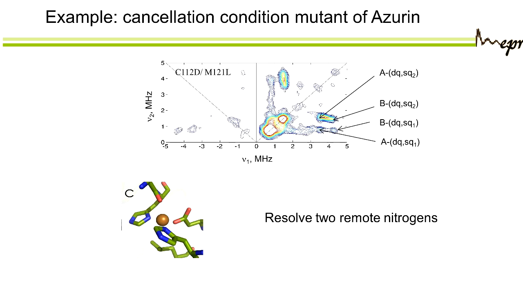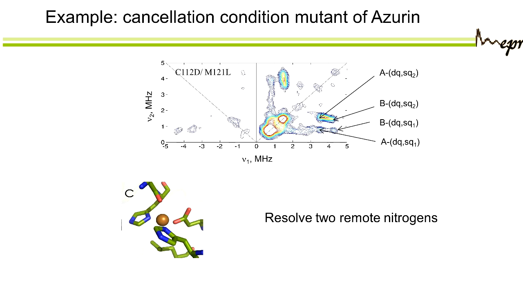So let's see an example. So this is azurin. Azurin is a copper protein that has a copper, and it's coordinated to 2 histidines. So we should see 2 different nitrogens, 2 different remote nitrogens. Sometimes they are resolved, sometimes they are not. And you see here by the arrows, you see all the peaks that involve this double quantum frequency with the NQR frequencies, because it is in cancellation. And you can even resolve the 2 different remote nitrogens, and here you have them assigned very nicely.